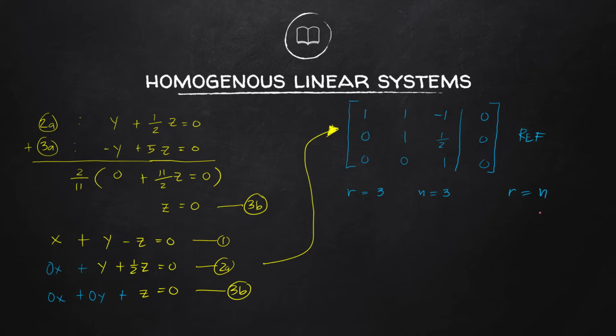And we have defined that if r is equal to n, the number of remaining equations in REF is equal to the number of the variables, then we can say that this homogeneous linear equation would have a trivial solution. So that is a trivial solution. Now let's try to solve that using back substitution.